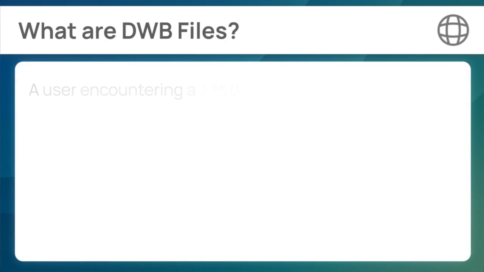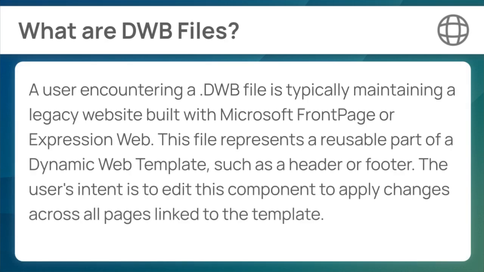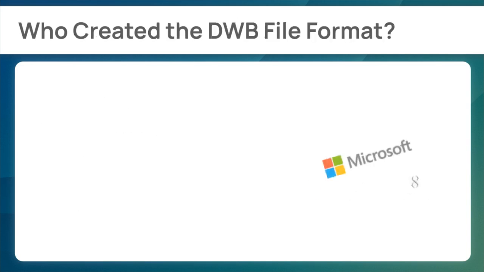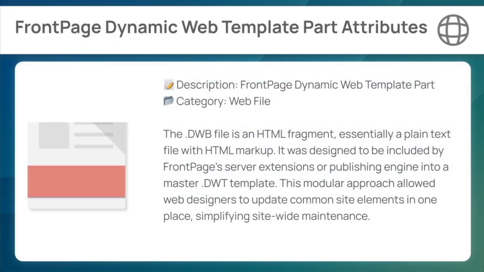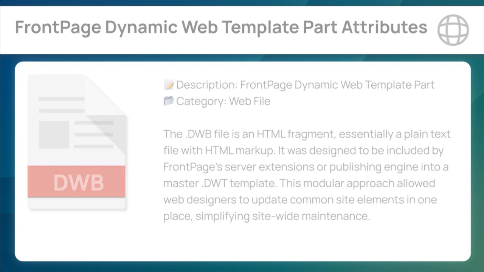A user encountering a DWB file is typically maintaining a legacy website built with Microsoft FrontPage or Expression Web. This file represents a reusable part of a dynamic web template, such as a header or footer. The user's intent is to edit this component to apply changes across all pages linked to the template. The DWB file is an HTML fragment, essentially a plain text file with HTML markup. It was designed to be included by FrontPage's server extensions or publishing engine into a master DWT template. This modular approach allowed web designers to update common site elements in one place, simplifying site-wide maintenance.